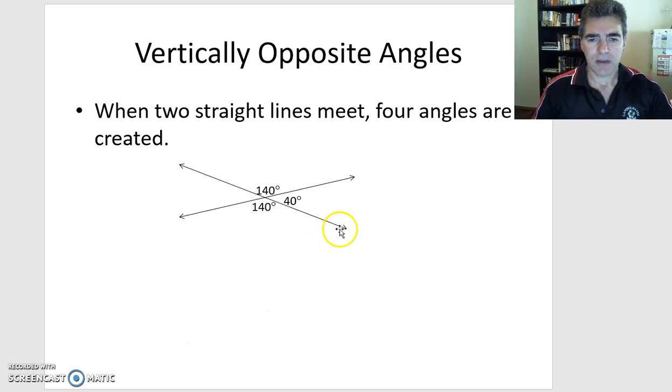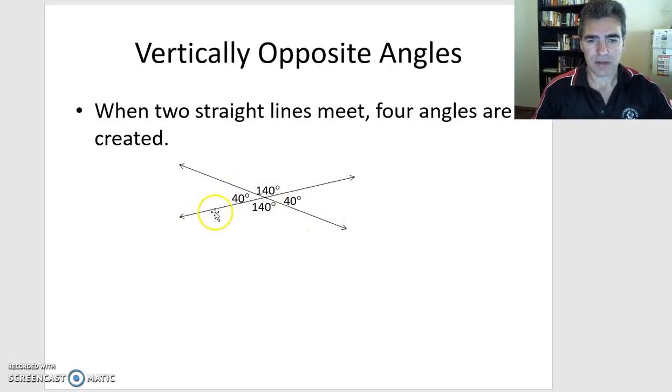And similarly, if we have a look at this straight line, this angle plus this angle must add up to 180, and you should see what's going to happen. If that's 140, 180 minus 140 will tell us the size of this angle here, which happens to be 40 degrees. Now if you have a look, you can see something here.